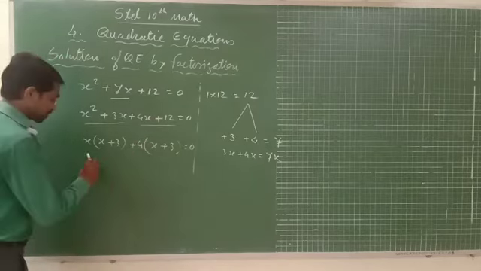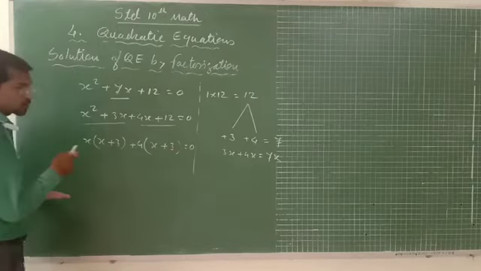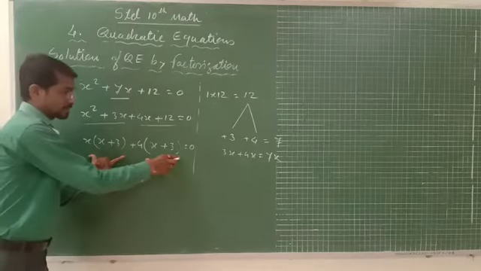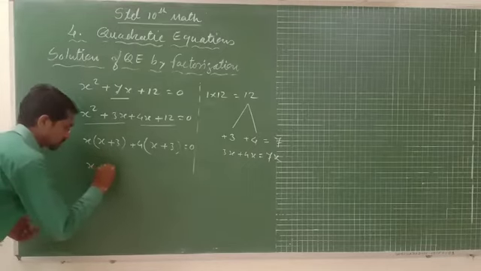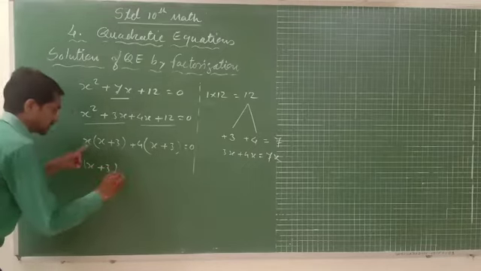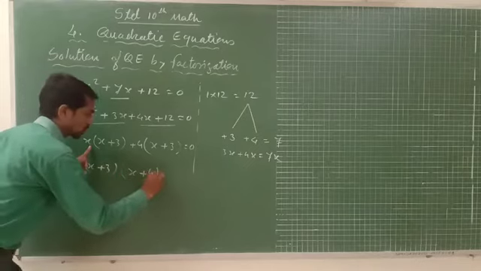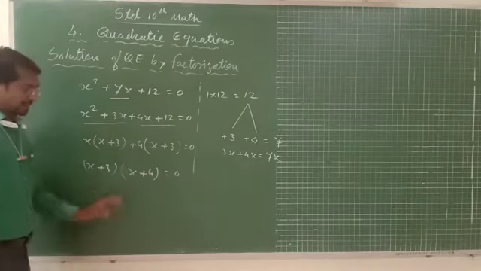Now this is complete. What is common in these two terms, the first term and the second term? x plus 3 is common, and what remains is x plus 4, equal to 0. This is the product.